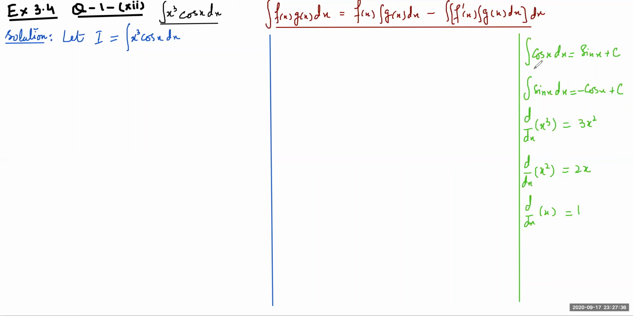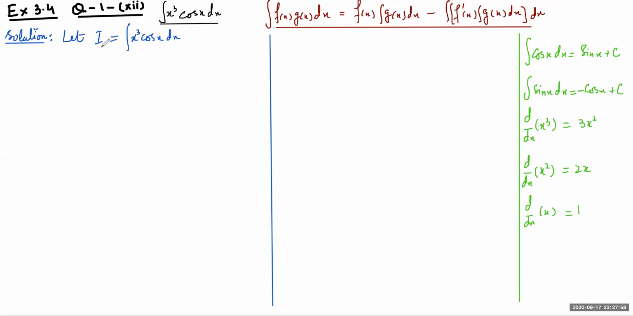The previous knowledge which we must have here is these very simple results. Integral of cos x dx equals sin x plus c. Integral of sin x dx equals minus cos x plus c. And the derivative of x cube is 3x square, of x square is 2x, and of x is 1. Now let's start integration. Let's start the solution.